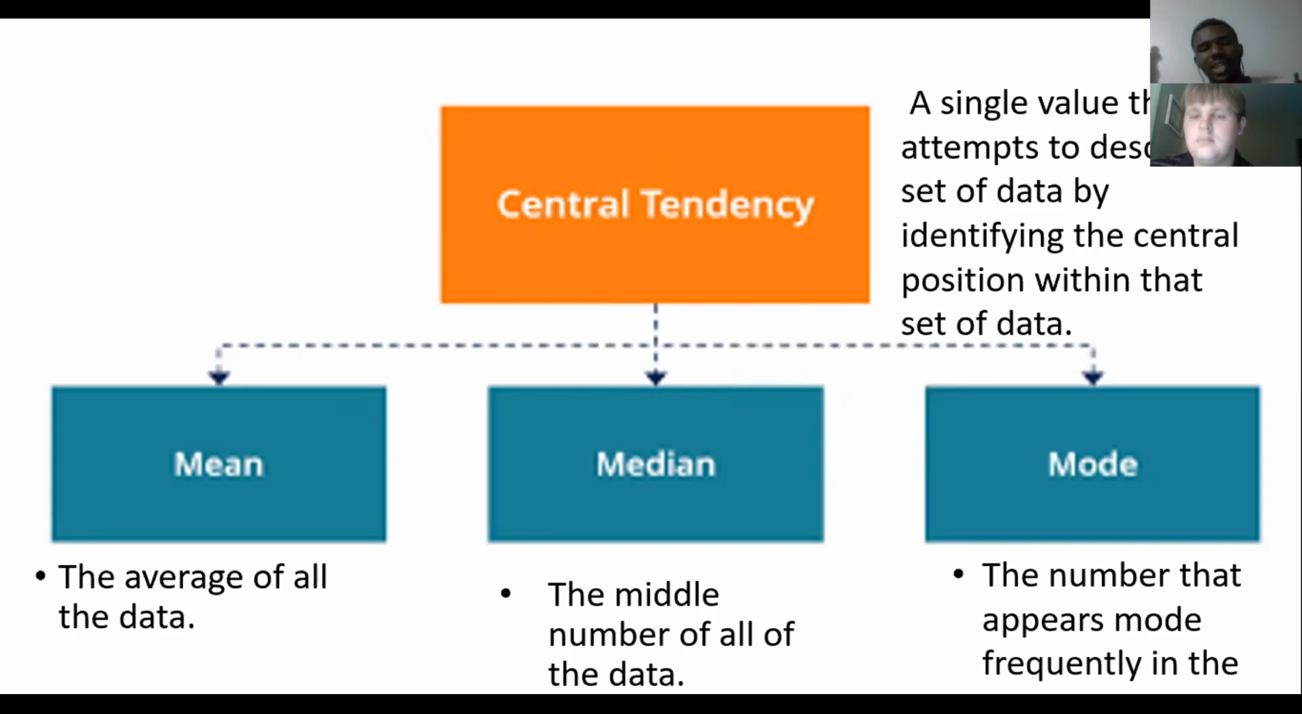And then the mode is the number that appears most frequently. I would use this when I'm going to buy something. Let's say I go to the store and I want a certain color, or I want to be popular like everyone else. What item is the most popular item? Obviously it's going to be the item that's sold most.